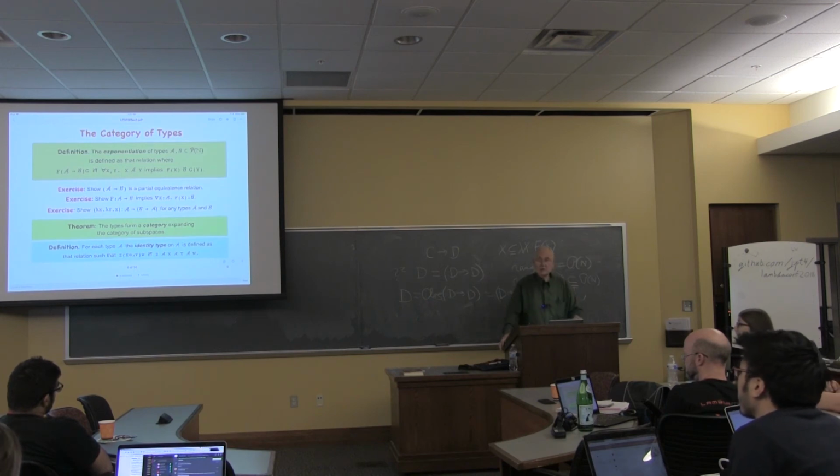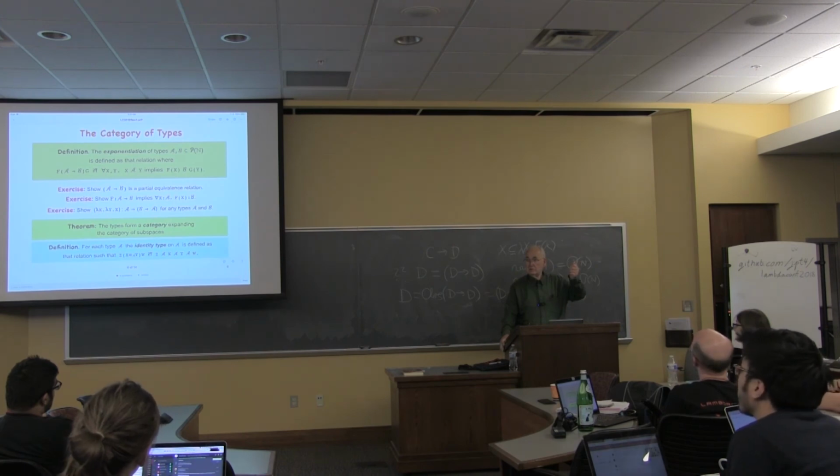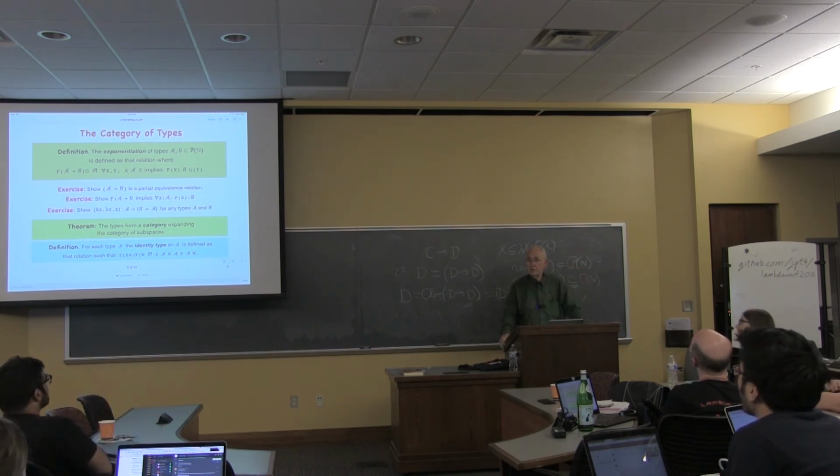Because the a part is symmetric, I can interchange the x and y on the a, and the b part is symmetric, so I can interchange it, and then I can rename x as y and y as x. That's a step of proof of balancing variables in predicate calculus. And so it is a symmetric relation.